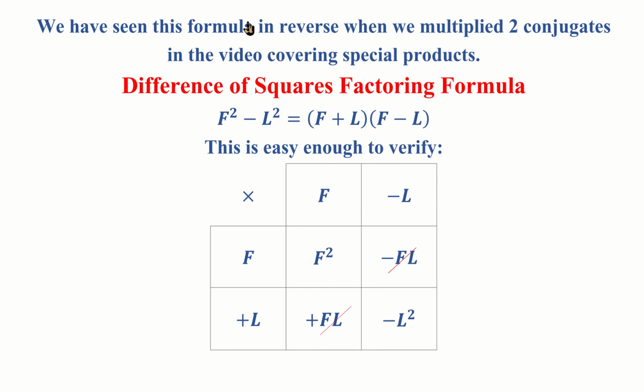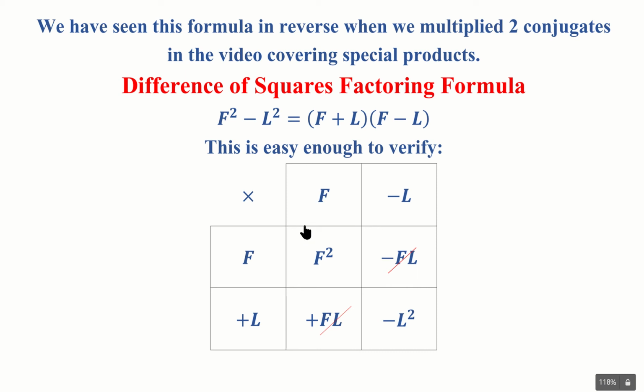The first formula is one that should be familiar to us, because when we were doing polynomial multiplications and we multiplied two conjugates, which are basically two expressions that happen to be the sum and difference of the same two terms, then we ended up with f squared minus l squared. So we've seen this formula going from right to left before. Now we're just going to be using it in this direction.